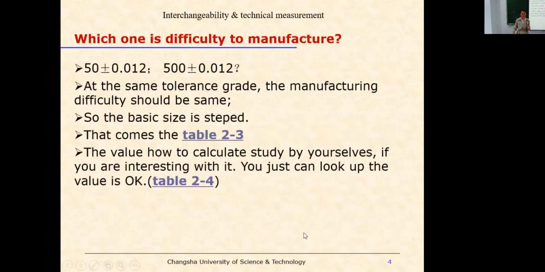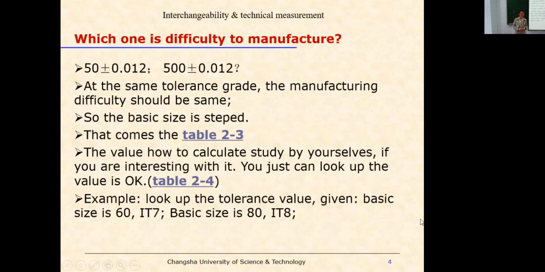How to calculate the values, study by yourself. I can give you an example of how to calculate that. If you are interested in how to calculate it, you can try to calculate it. But for the values, you just look up table 2.4. This is the standard.